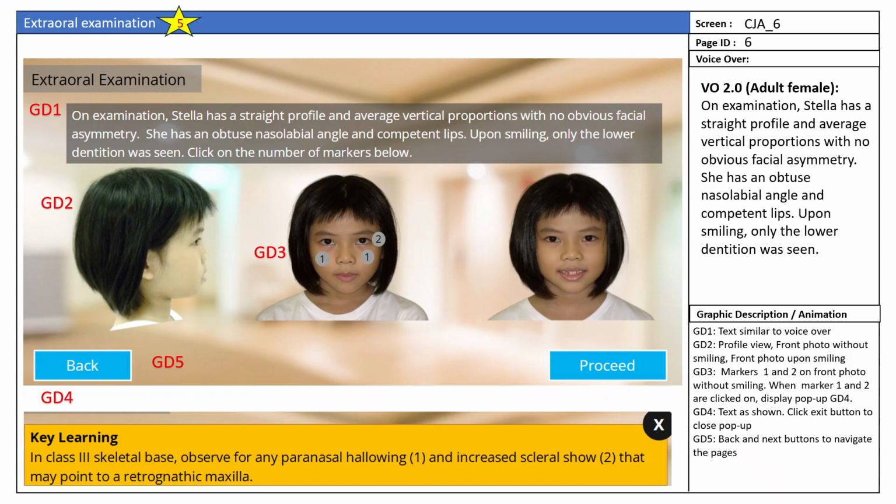In terms of Gagne's 9 events of instruction, this section provides learning guidance by demonstrating what important extraoral findings look like clinically. The pop-up labeled Key Learning also applies a signaling principle from Mayer's multimedia principles, where cues are used to direct learners' attention to important material.